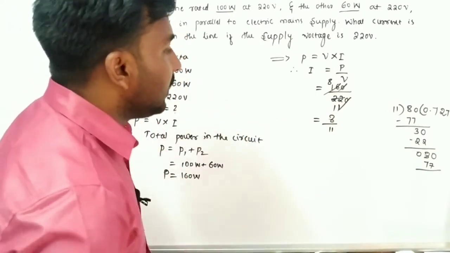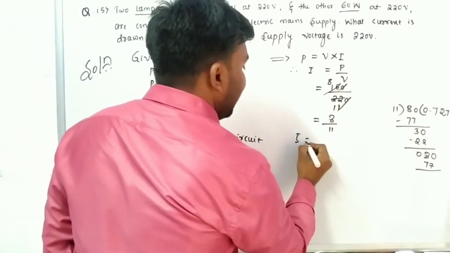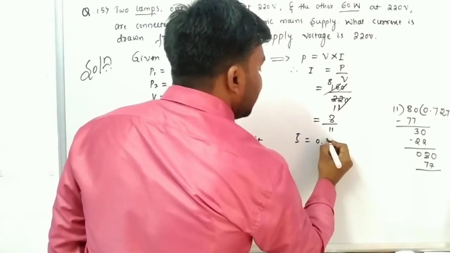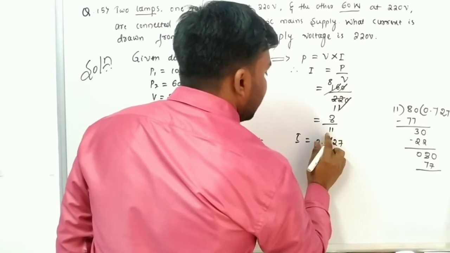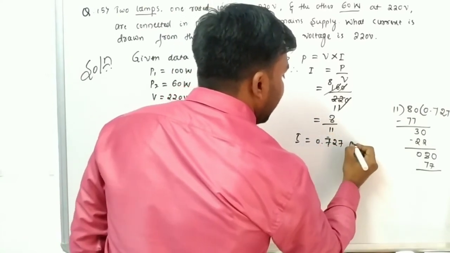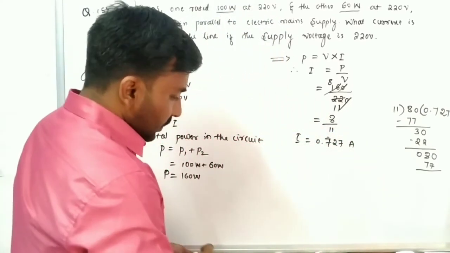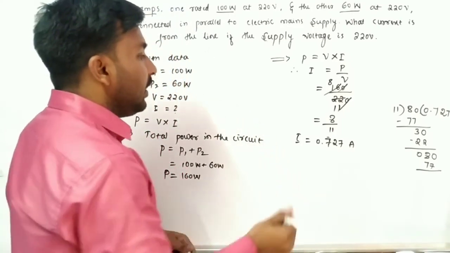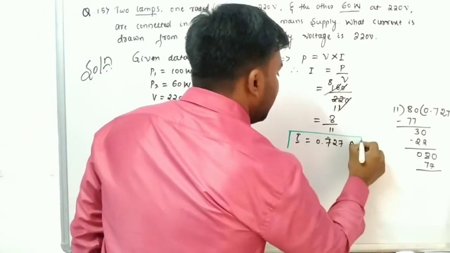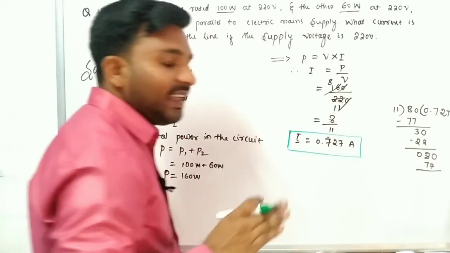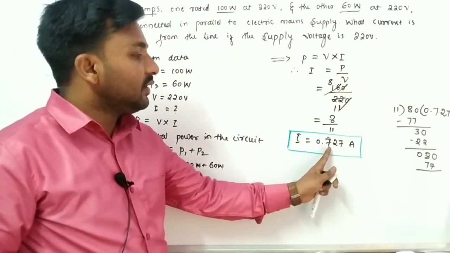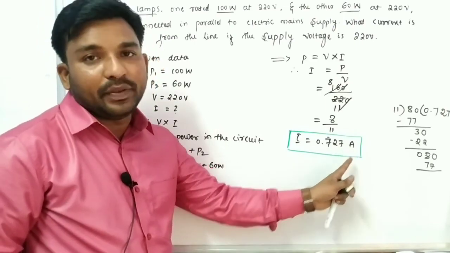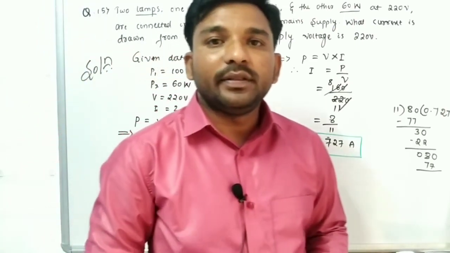So we got the current as 0.727 ampere. So the current drawn by the two lamps when they are connected in parallel is 0.727 ampere. So hence we have solved the problem.